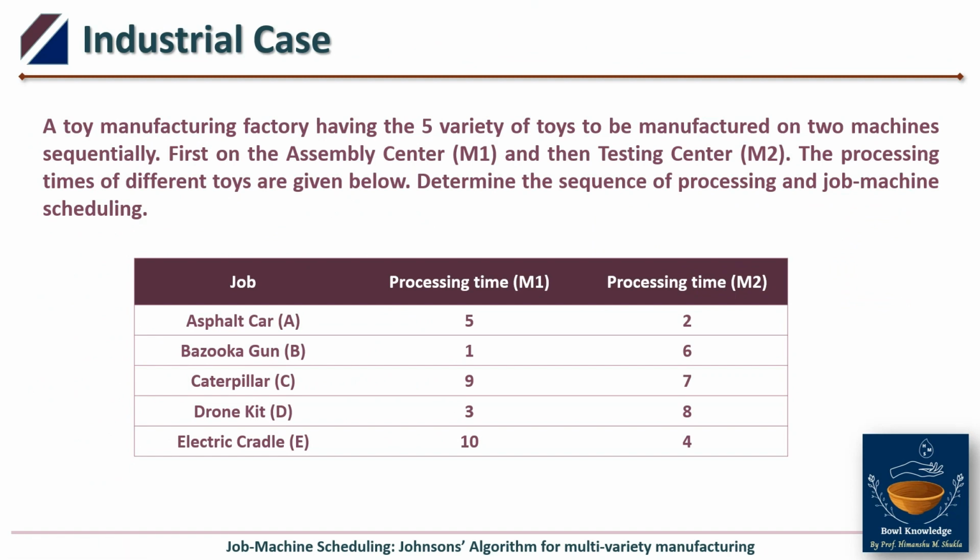So we will try to understand Johnson's algorithm with the help of this industrial case. A toy manufacturing factory has 5 varieties of toys to be manufactured on 2 machines sequentially. The sequence of operation is already known: first on the assembly center M1 and then on the testing center M2. The processing times of the different toys are given below. They determine the sequence of processing and job machine scheduling.